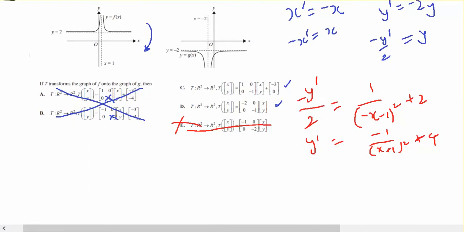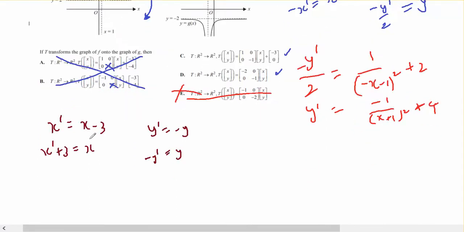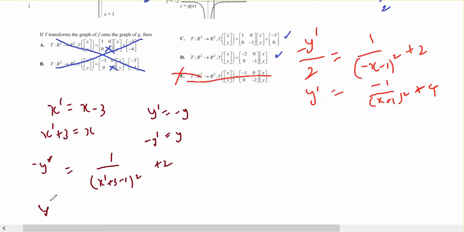Looking at C, this is what x equals, this is what y equals. Therefore, looking at my equation, I'm going to have minus y dash equals 1 on top of x dash plus 3 minus 1 squared plus 2, which gives me y dash equals minus 1 on top of x plus 2 squared minus 2, and that makes sense.